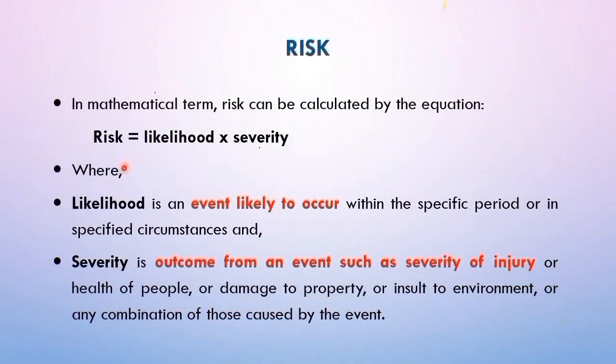Risk can be calculated from this formula: likelihood times severity. Likelihood means the event that is likely to occur. Severity means the outcome from an event, such as severity of injury, health of people, or damage to the property, or insult to the environment, or any combination of those caused by the event. Risk means actually the chance of harm that is caused by the hazard. So there is a relationship between the risk and also the hazard.